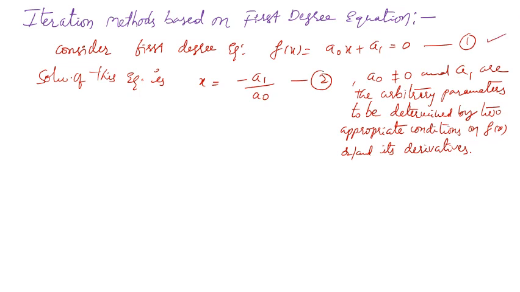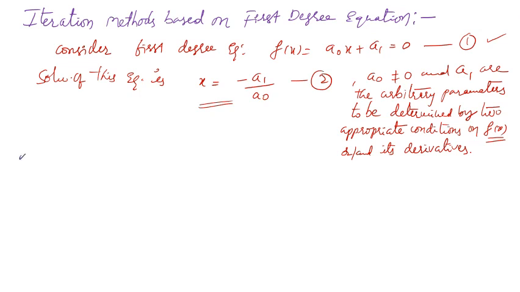And what is its root? x = -a1/a0. And what are a0 and a1? Two unknown constants. We have to find these two unknown constants. Two constants are always determined by two equations. How to get those two equations? If I give two conditions on f(x) or on its derivatives, I can determine the values of a0 and a1. Based on this a0 and a1, the methods were named like regula falsi method, Newton-Raphson method, and so on. Let us see now.